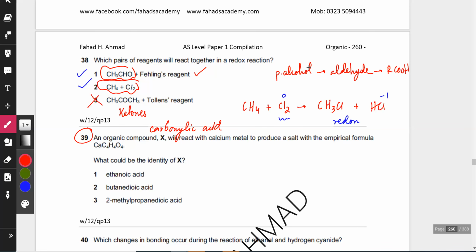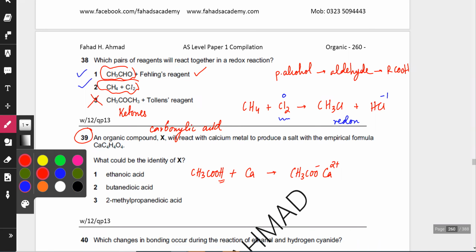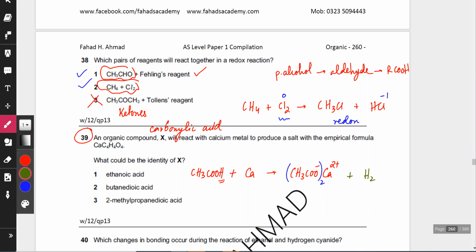The first one is ethanoic acid. So ethanoic acid is CH3COOH. If it reacts with calcium, the H in the carboxylic acid is going to get substituted. It's going to form CH3COO minus 1, and Ca is in group 2, so it's 2 plus. So if you do crisscross, the formula of the salt that's going to be produced has the negative ion doubled, plus H2 gas is going to be produced in the reaction.